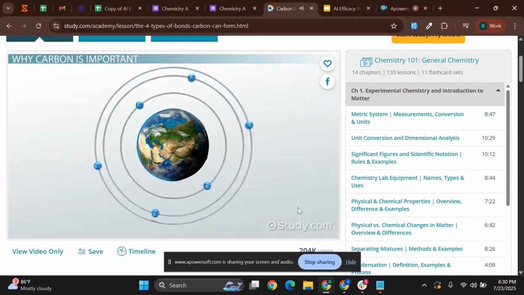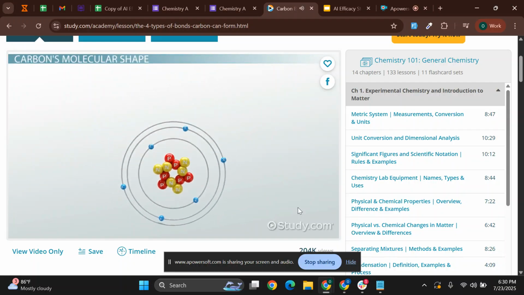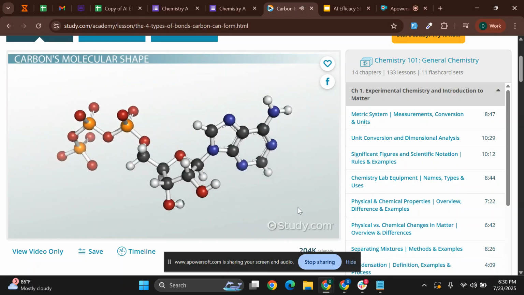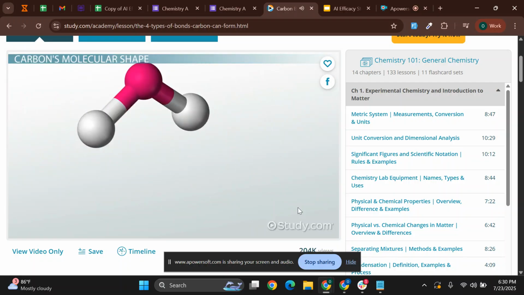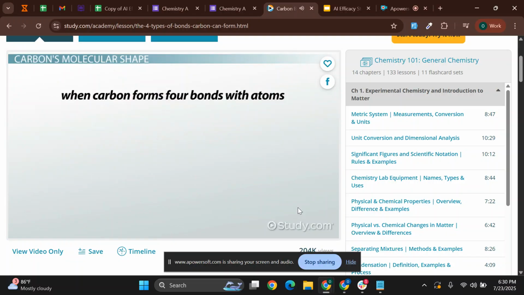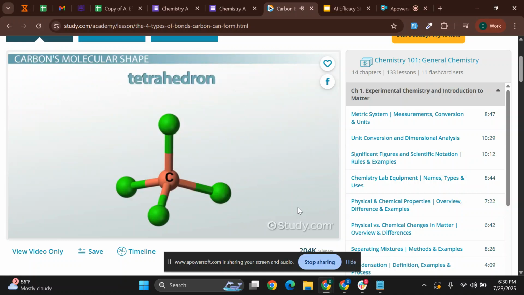What contributes to carbon's vast abundance throughout the Earth? One reason may stem from the versatility of bonding with carbon. Before we address these different bond types, let's go over the molecular shape of carbon. Molecular geometry refers to the ability to view the 3D arrangement of atoms in a given molecule. Molecular shapes come in many flavors. You have bent shapes and trigonal planar shapes. There are shapes that can be linear. When carbon forms four bonds with atoms, its shape is called a tetrahedron. This diagram shows the basic tetrahedron shape of a carbon atom.